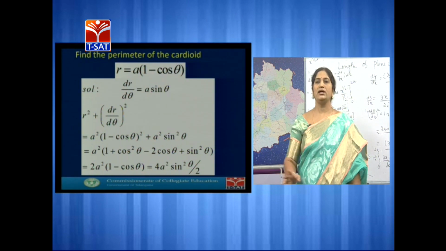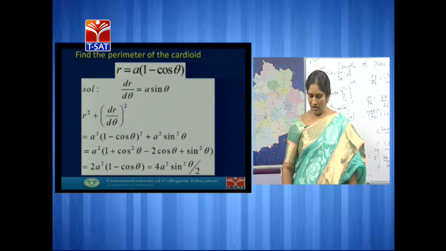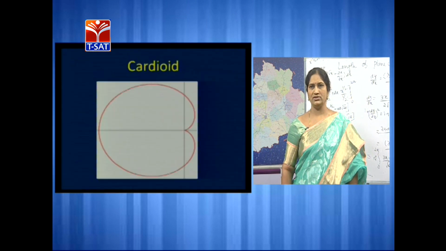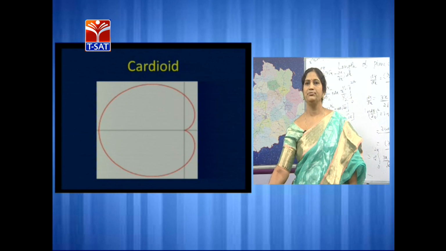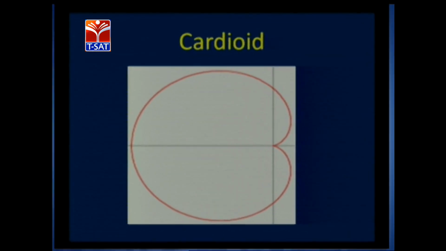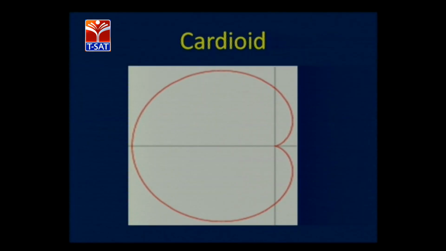Now we need to find the limits for theta. What are the limits? How does the cardioid look? First I will show you the cardioid. This is the cardioid, symmetric about the initial line theta equals 0. When theta is 0, 1 minus cos theta means 1 minus 1, that will be 0. When theta is equal to pi, you get the maximum value: as cos theta is minus 1, 1 minus cos theta is plus 1, so we get 1 plus 1, a total value of 2a, which is the maximum value.